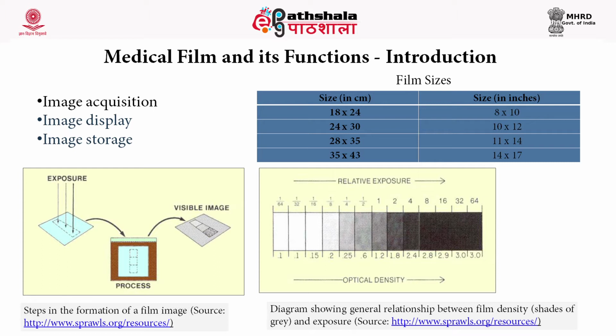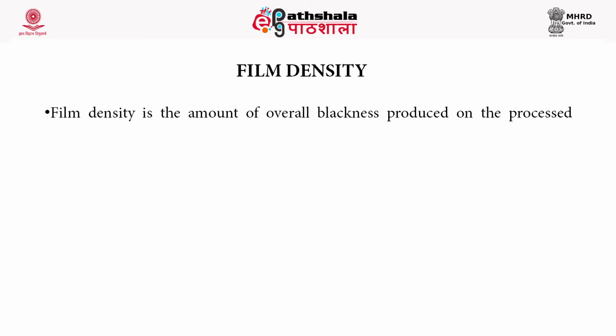The concept of medical film, how an image is processed and how the image is made visible, is shown in the figure. The different shades of grey produced on the film and how they vary with the amount of exposure is also shown on the screen. Now the different shades of grey are basically nothing but the film density. So the film density is the amount of overall blackness produced on the processed image.